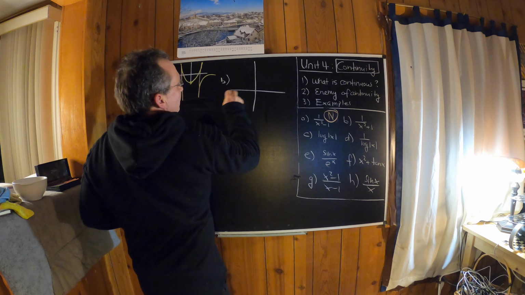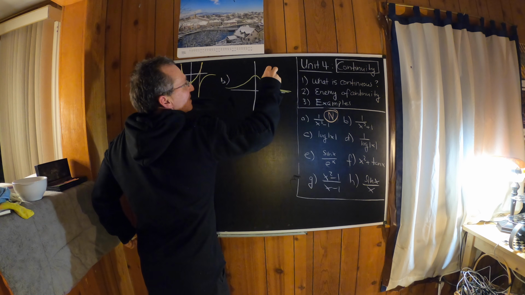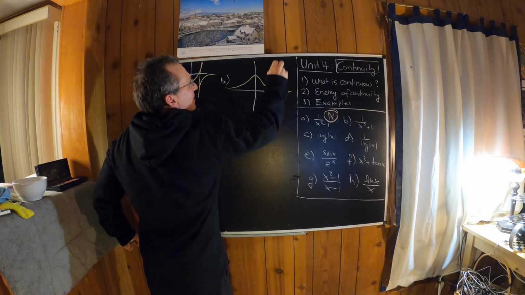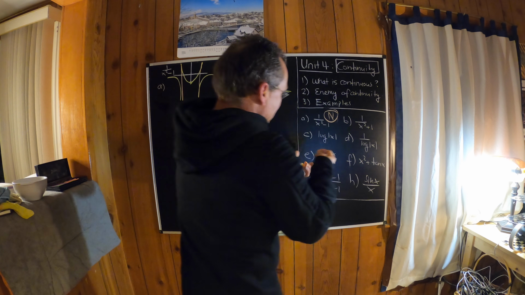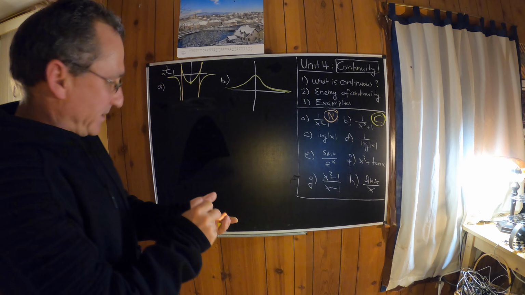And we just draw that. It looks somehow like that. It looks like the Gauss bell curve. So this is part b, and this is really continuous everywhere.